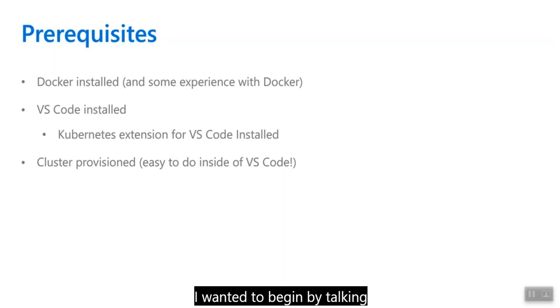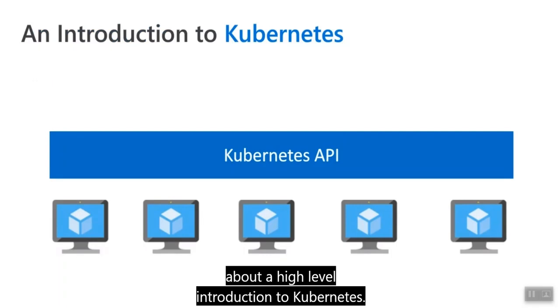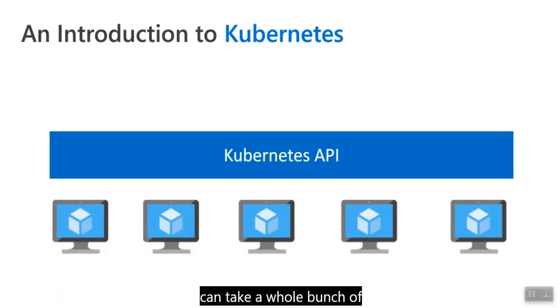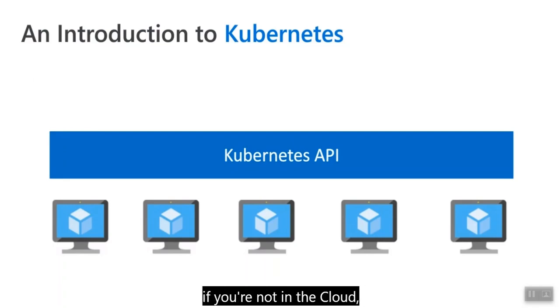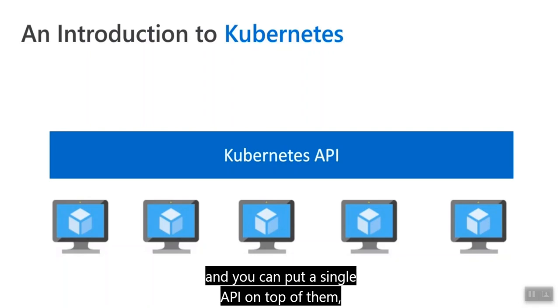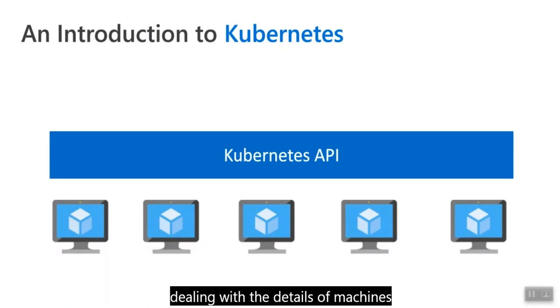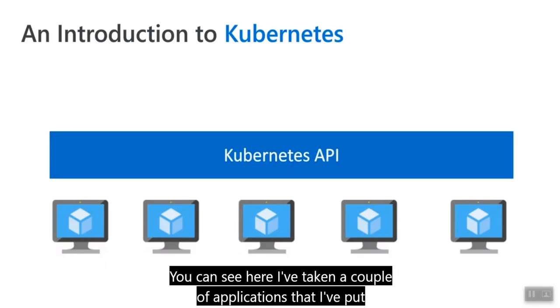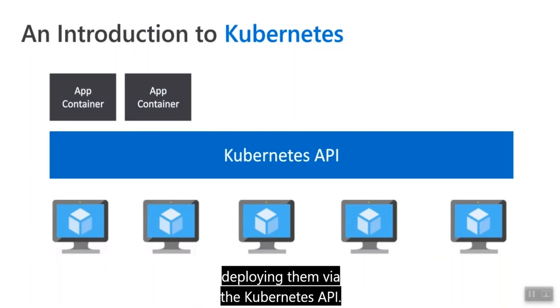All right, so I wanted to begin with a high-level introduction to Kubernetes. The idea behind Kubernetes really is that you can take a whole bunch of virtual machines, or physical machines if you're not in the cloud, and put a single API on top of them. That API is more developer-oriented. It's more oriented around building applications rather than dealing with the details of machines or disks or networks and things like that. And so you can see here I've taken a couple of applications that I've put inside of containers, and I'm deploying them via the Kubernetes API.